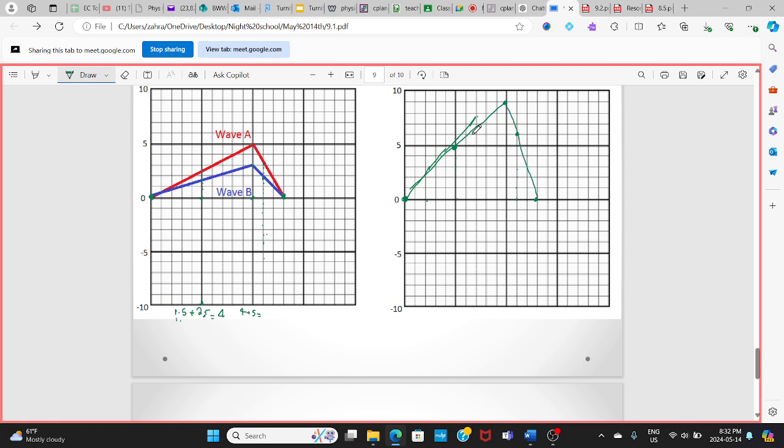Okay, I'm going to just erase them. That would be it. So their amplitudes add up at each point. Any question?